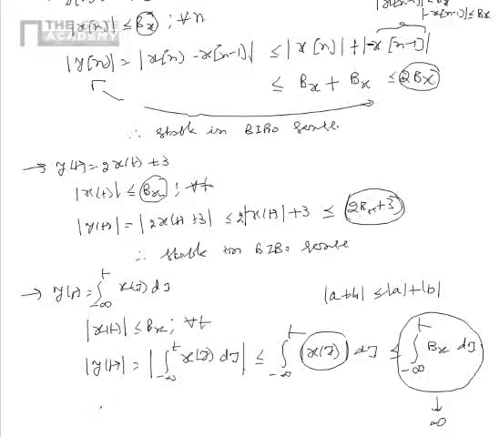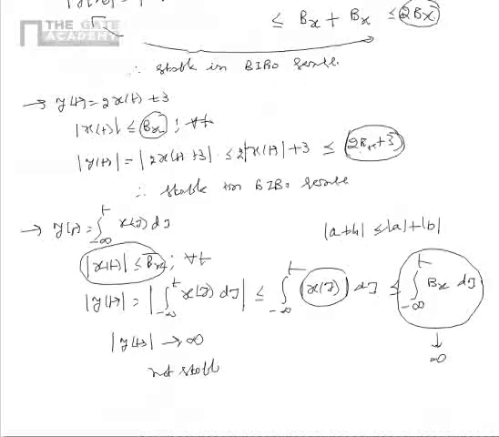From this we see that for a bounded input the output is not bounded, that is mod of y of t tends to infinity. From this we see that the system is not stable in BIBO sense.